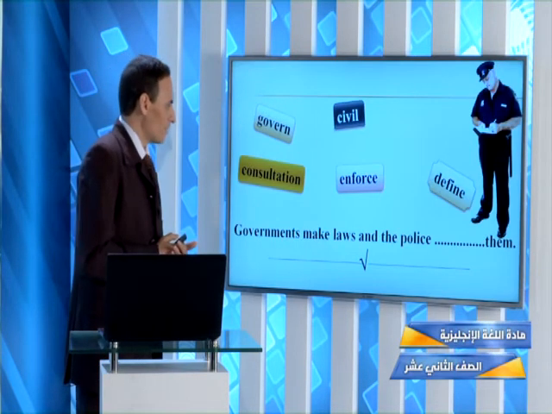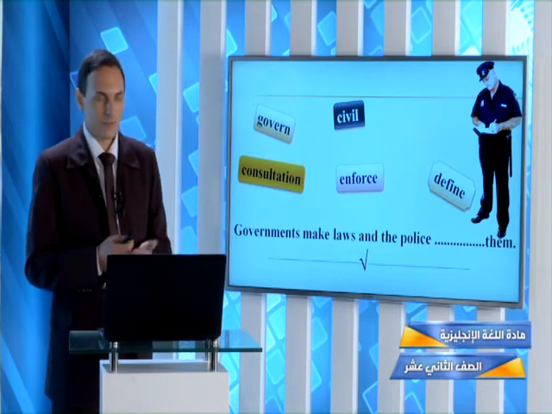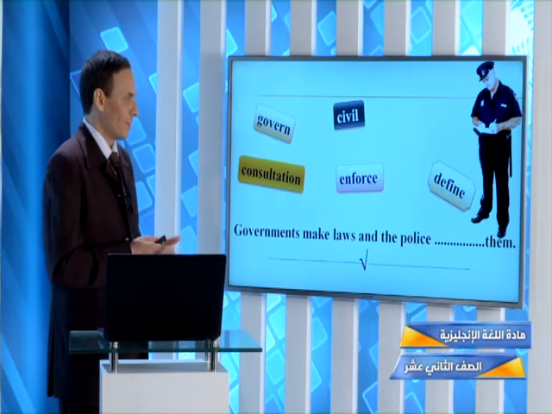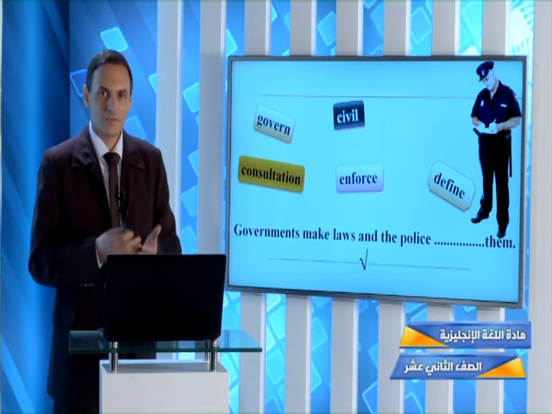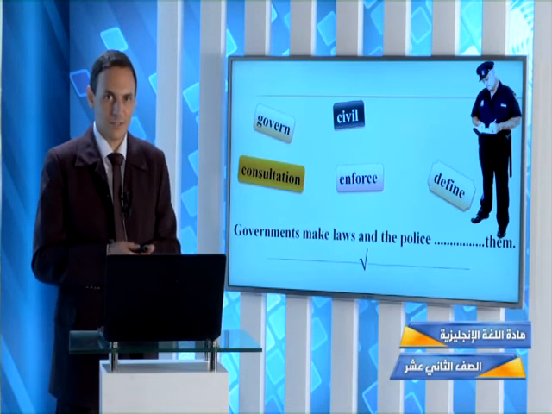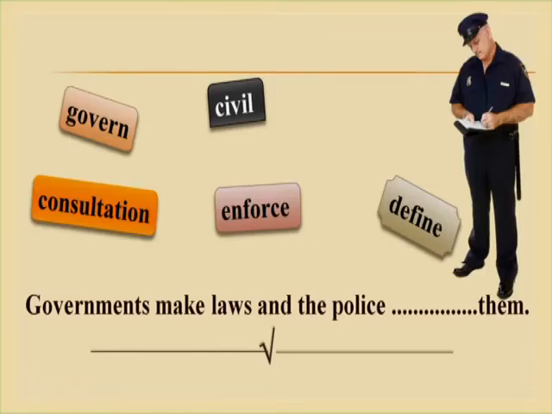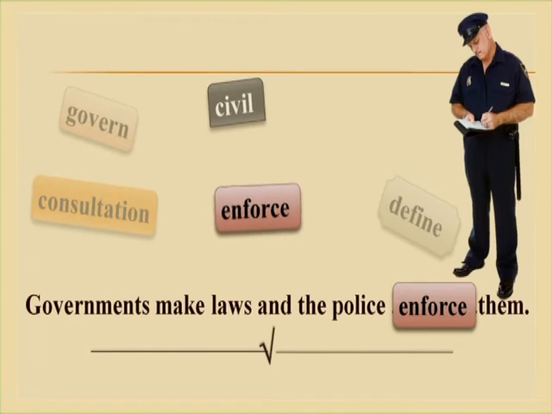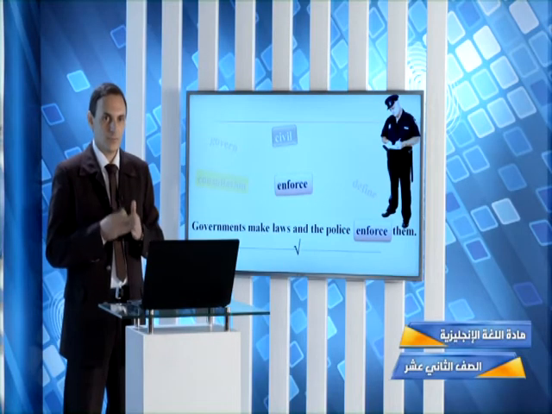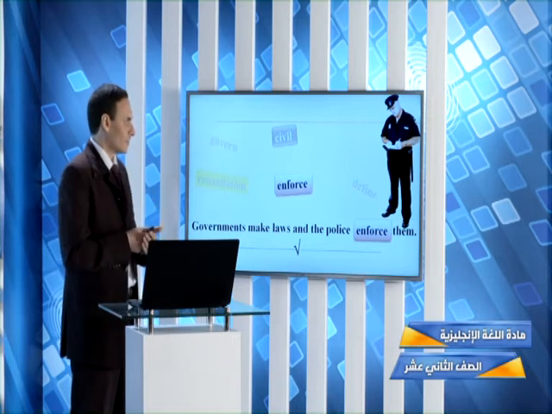Next sentence, governments make laws and the police space them. This is one of the basic principles of laws in almost all societies. So to complete the sentence, we need a verb. Actually, we have three: govern, enforce, and define. One of these verbs completes the meaning of this sentence, and it is the word enforce. Governments make laws, and the police and also judges enforce them.